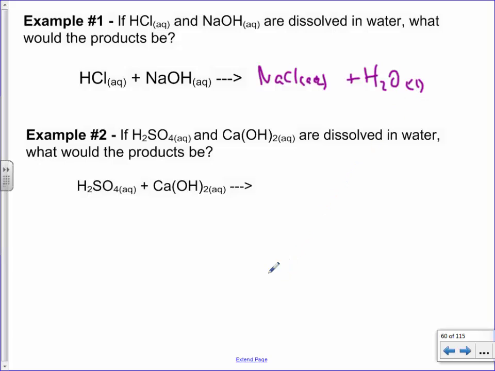Let's try the second one though. What if I give you H2SO4 and Ca(OH)2? Let me open the window. This is going to make water. The other thing it's going to make is calcium sulfate. Well, water is a liquid. What happens when the calcium goes with the sulfate, though?